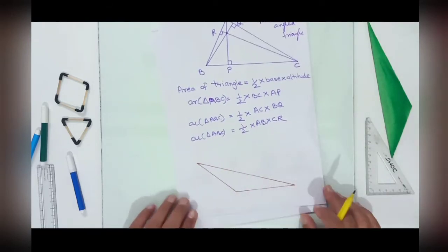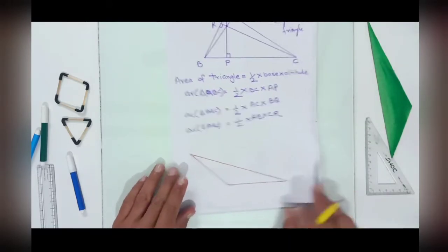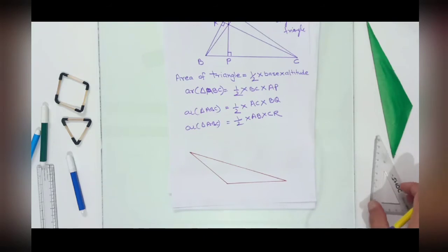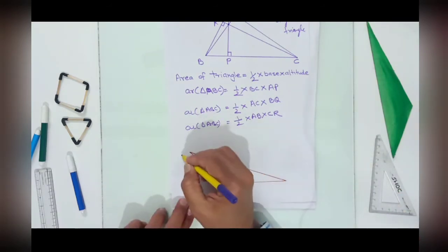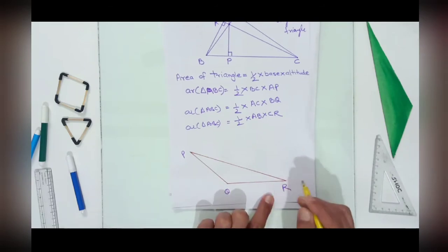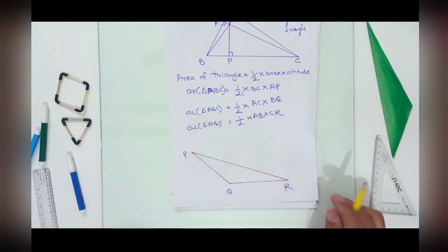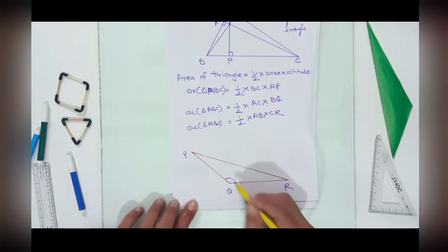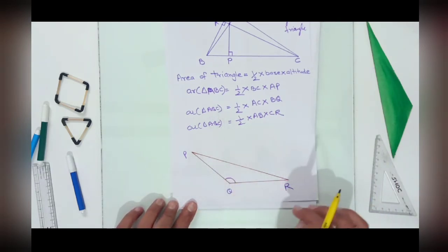Now if I consider another triangle, that is an obtuse angle triangle, we can see its altitude is not necessarily within the triangle. It may be possible that the altitude lies outside of the triangle, in the exterior. Suppose this is a triangle PQR. You can clearly observe that angle PQR is an obtuse angle, so this triangle is an obtuse angled triangle.